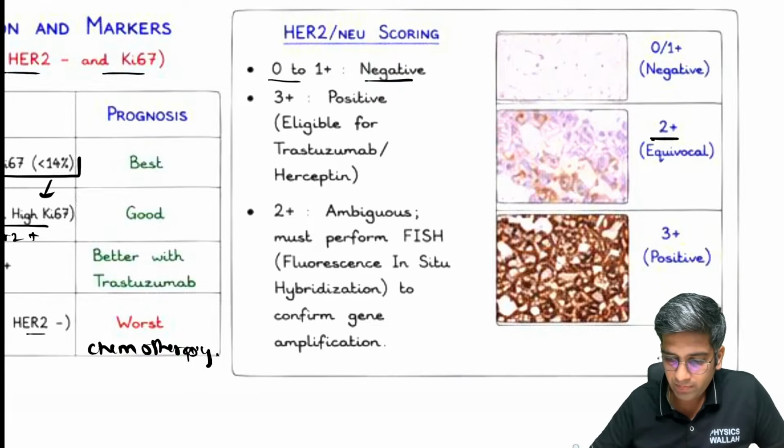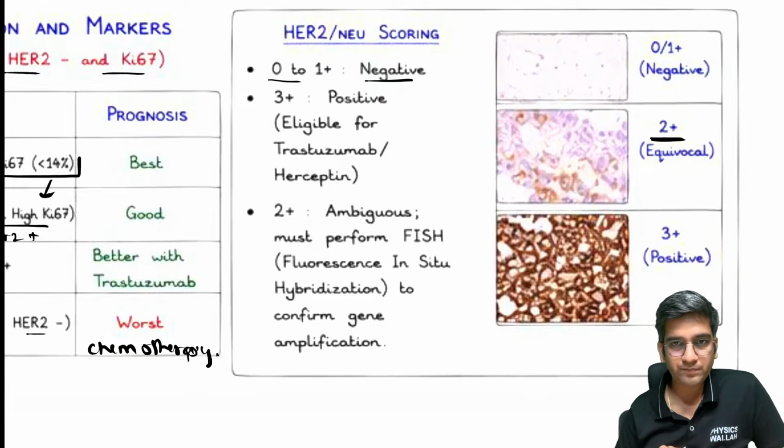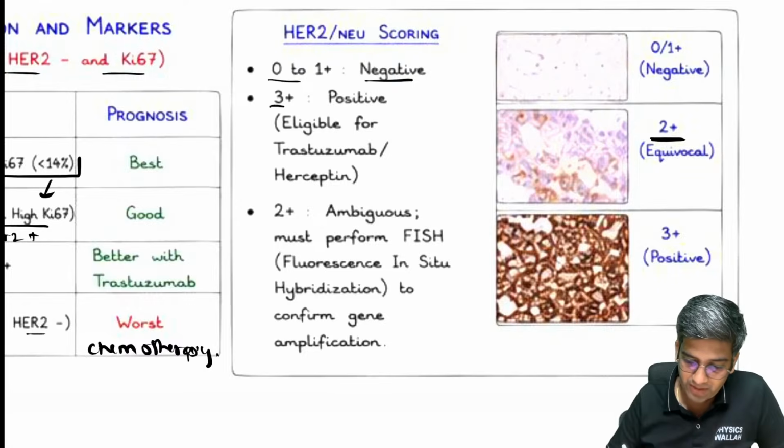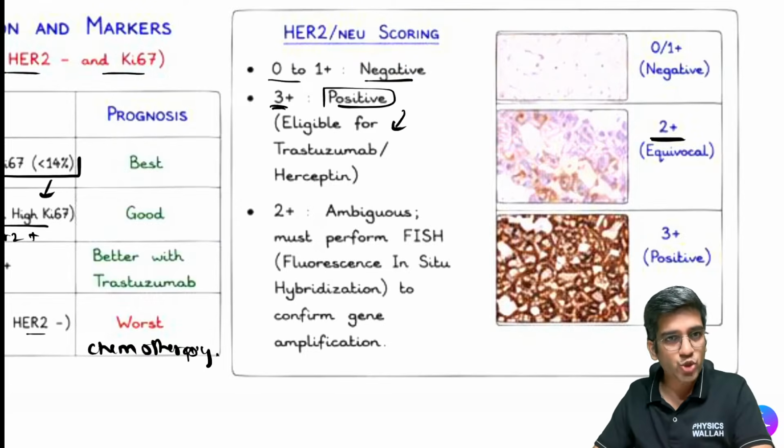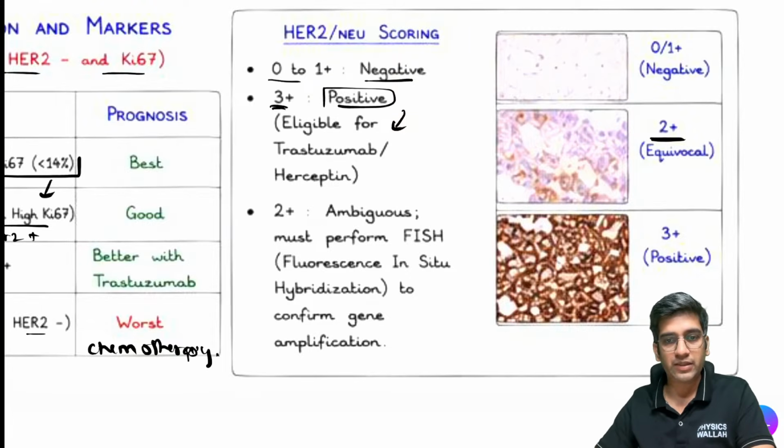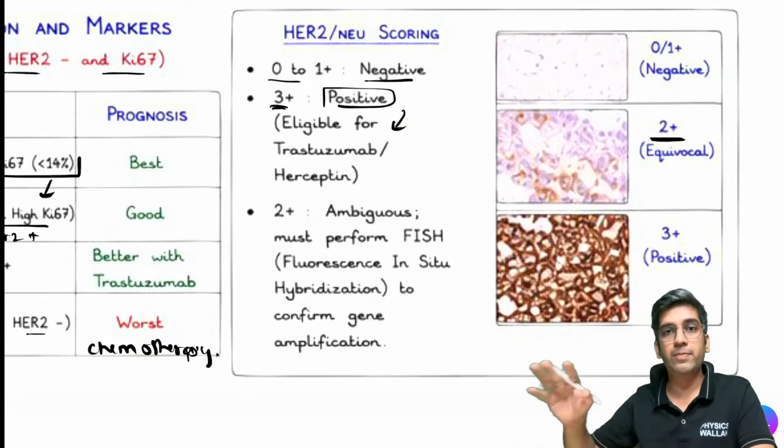If it is 2 plus, we call them equivocal. Okay. If it's 3 plus, it's completely positive. This patient is eligible for trastuzumab, or Herceptin, right? That is 3 plus for HER2/neu.